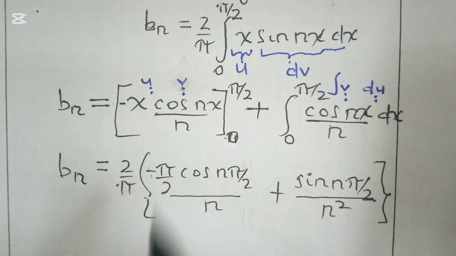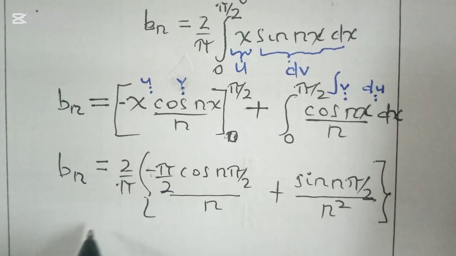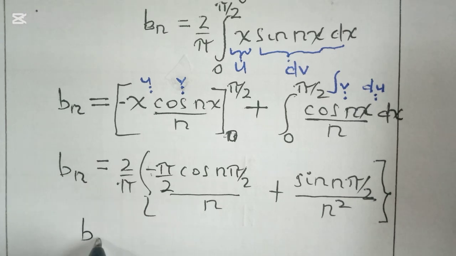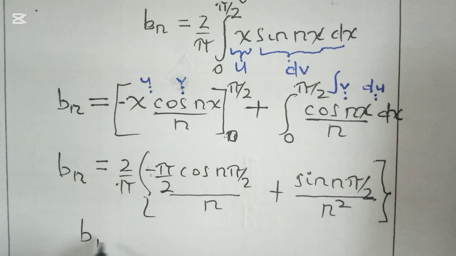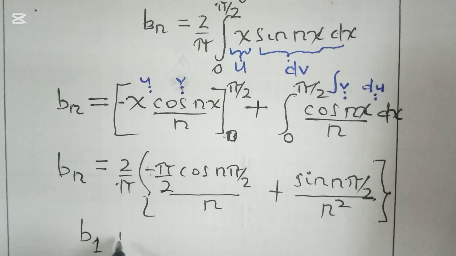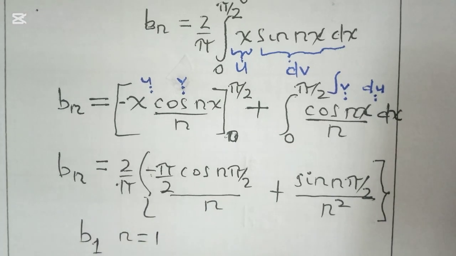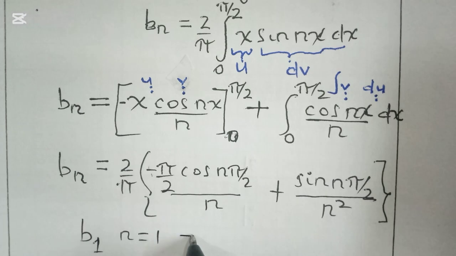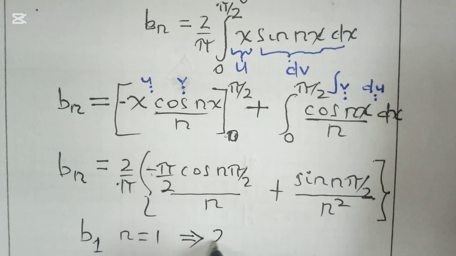Guys, the next thing I'm going to do is now to say b1. For b1, this is where n equals 1. For b1, n equals 1. We are going to have 2 all over pi.